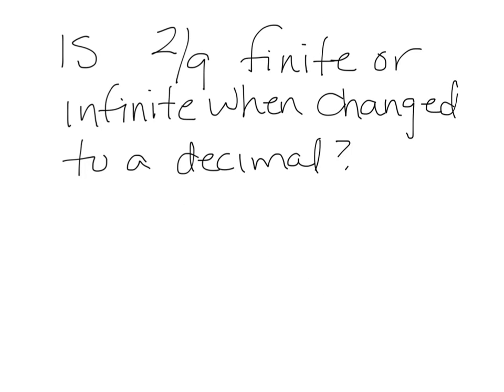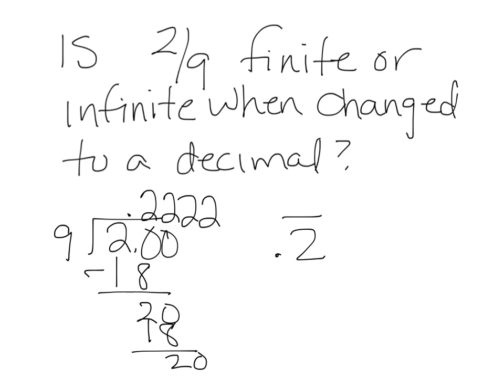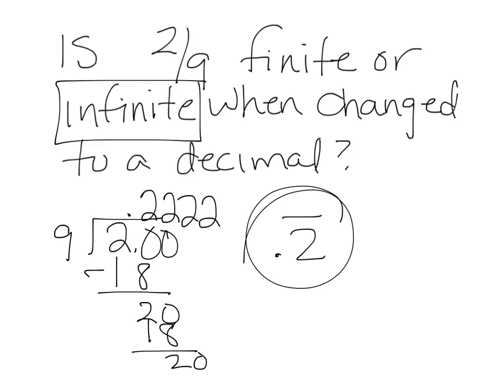All right? Is 2/9 finite or infinite when changed to a decimal? Well, put the 2 in there, put the 9 out here. 9 doesn't go into 2, but 9 does go into 20. 9 times 2 is 18. Let's subtract, drop a 0. 9 goes in there twice. That's 18. I don't think it's going to change, folks. It's going to be a 2, and then a 2, and then a 2, and then a 2. So that's 0.2 repeating. Is it finite or is it infinite? Well, it's infinite because it is a repeating decimal. An infinite decimal.